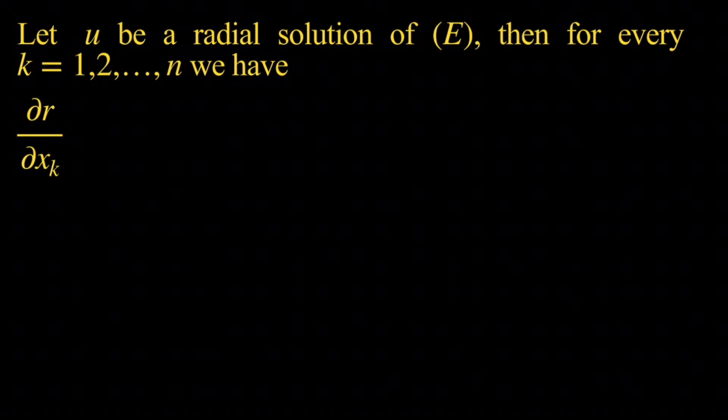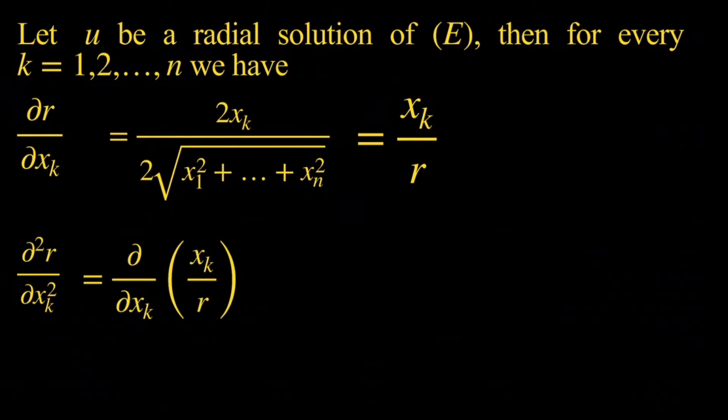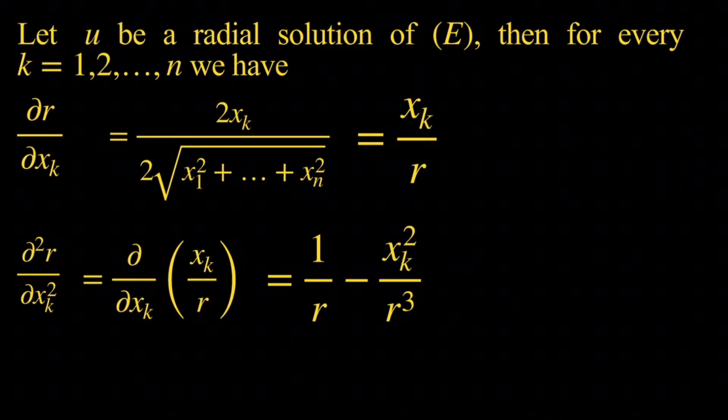Okay, so now we want to compute some partial derivatives here. We're going to compute the partial derivative of r with respect to xk. And this is equal to xk over r. We can also compute the second partial derivative of r with respect to xk. It's going to be the partial derivative of the first partial derivative of r with respect to xk. And using the product rule, we're going to get 1 over r minus xk squared over r cubed.